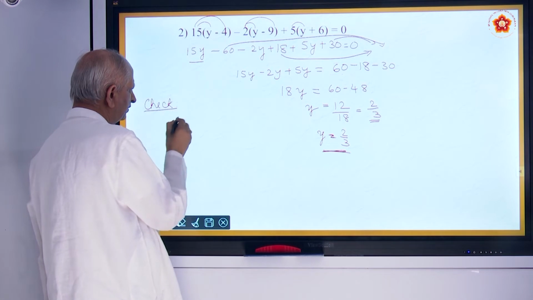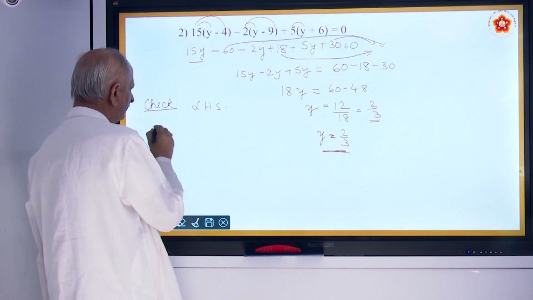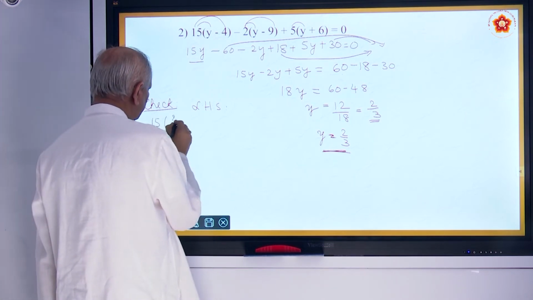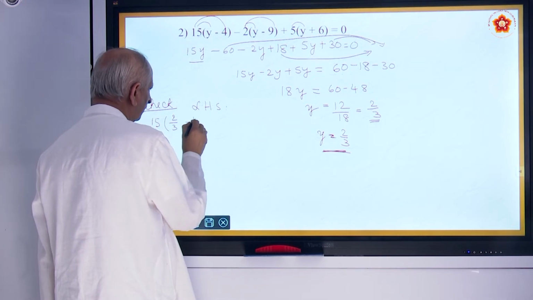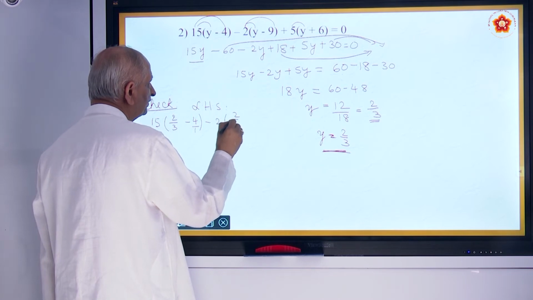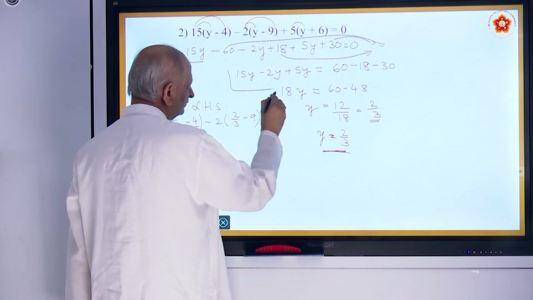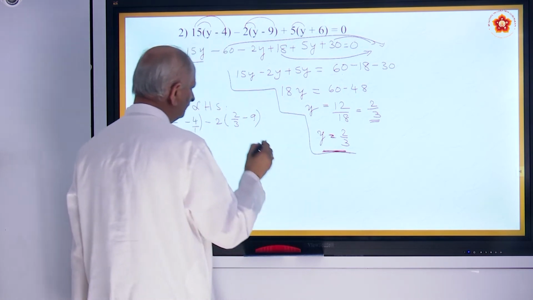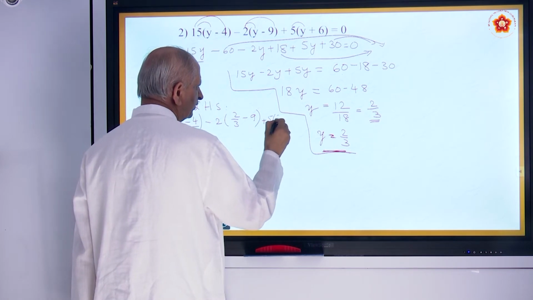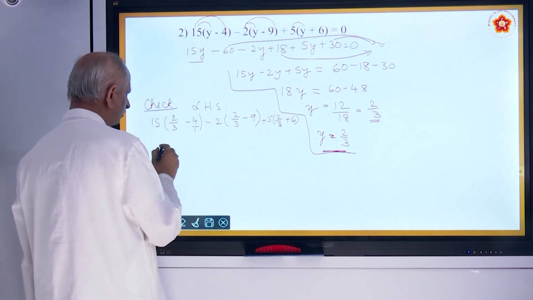Check. So left hand side, if you check, you have 15 into y minus 4, 2 by 3 minus 4, 2 into 2 by 3 minus 9. Correct? And lastly, you have 5 into 2 by 3 plus 6. So now take LCM.